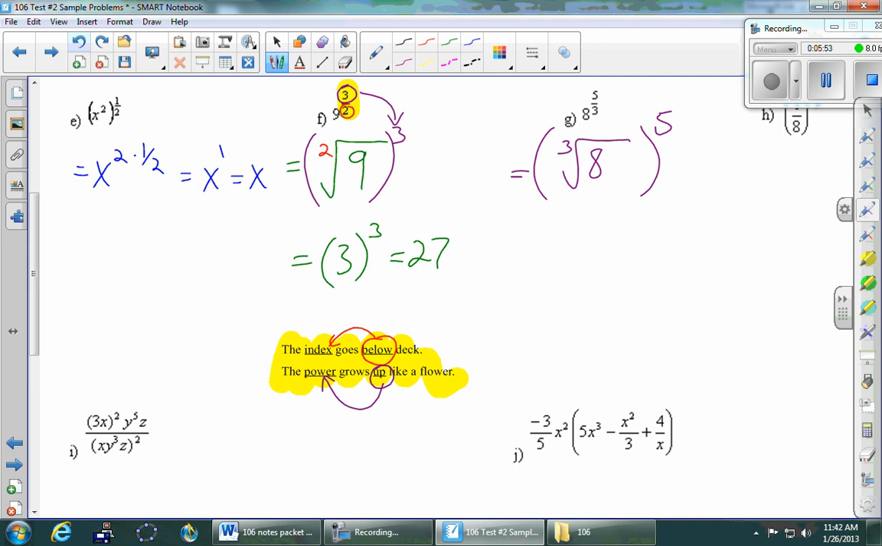And now we have to calculate. Cube root of 8 is 2, still being raised to the 5th power. 2 to the 5th, you can count on your fingers if you want. 2, 4, 8, 16, 32. And that's our answer.